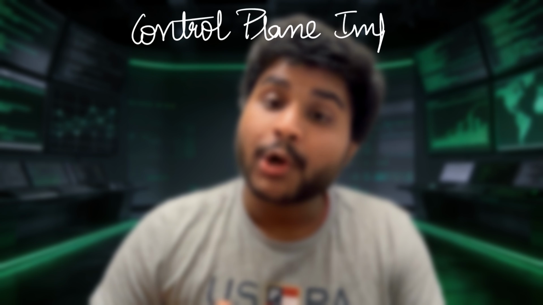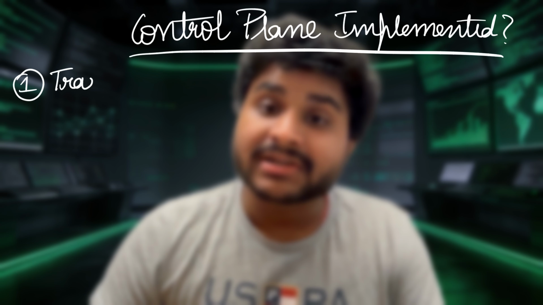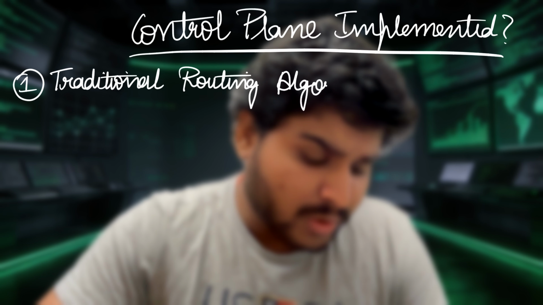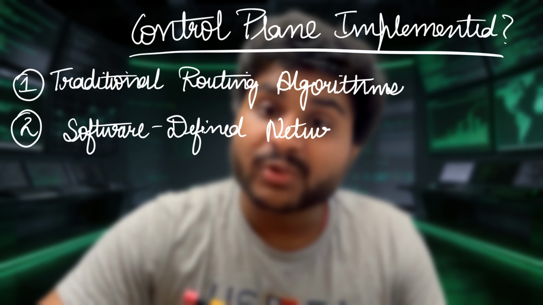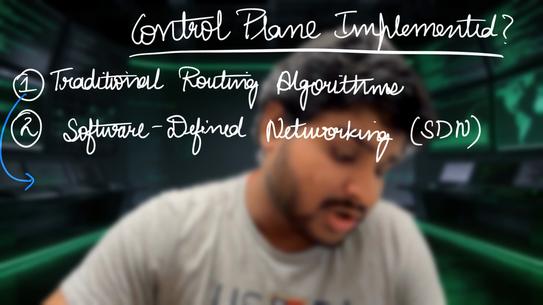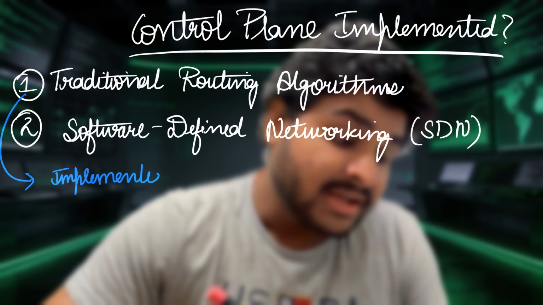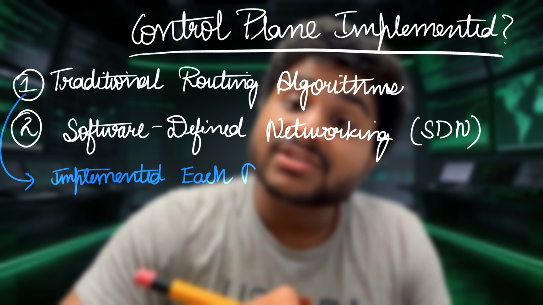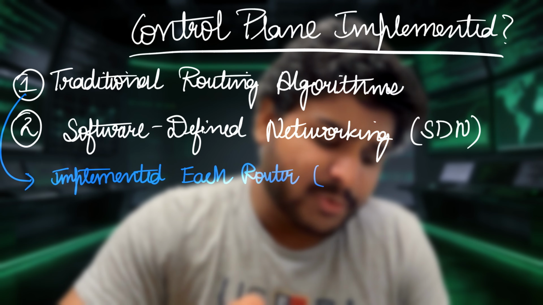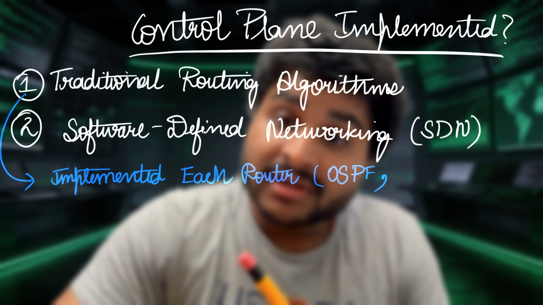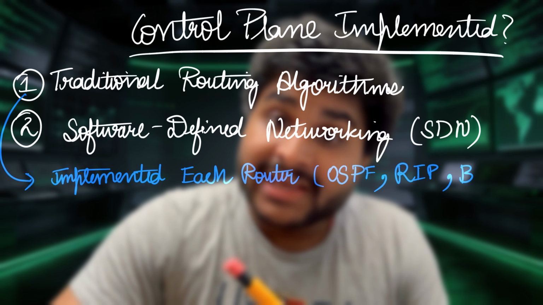Section 5: How is the control plane implemented? There are two main approaches here. One is traditional routing algorithms and the other is software-defined networking, or SDN. Now let's talk about traditional routing algorithms. This is implemented within each router. Each router makes its own decision using protocols like OSPF, RIP, BGP, etc.